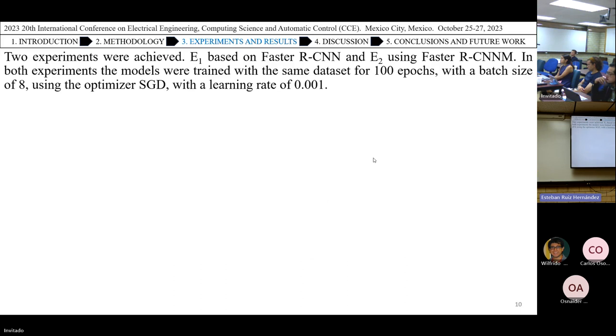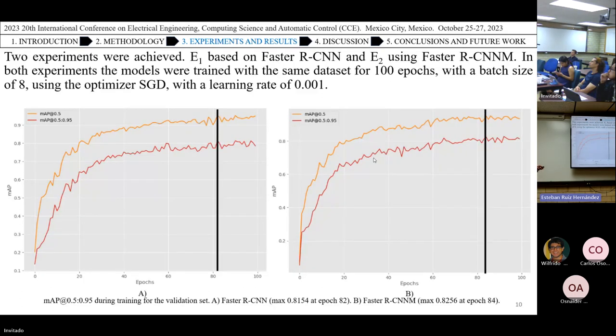To compare the performance of both models, we carried out experiments A1 and A2, each using Faster R-CNN and the modification respectively. All the hyperparameters remain the same, and we use an SGD optimizer with a fixed learning rate. The only thing that we changed was the model, to make a fair comparison between those models. Here I'm presenting the mAP metric on the validation set during the training. Both models reach their maximum value almost at the same epoch, and the Faster R-CNN model has 1% more mAP, but we need to understand more of the results.